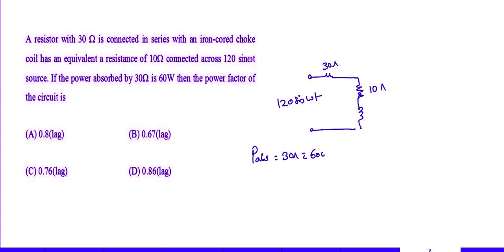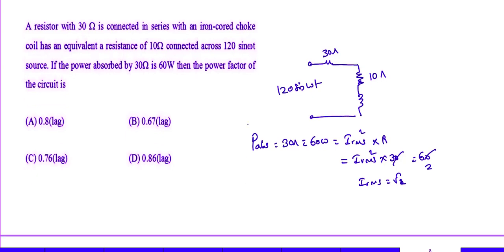So that is equal to I RMS square into R. Power in the 30 ohms is equal to 60 watts. So I RMS equals root 2 amperes. I RMS equal to root 2 amperes, right?